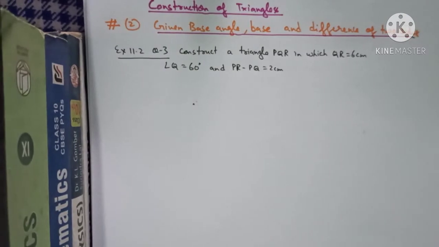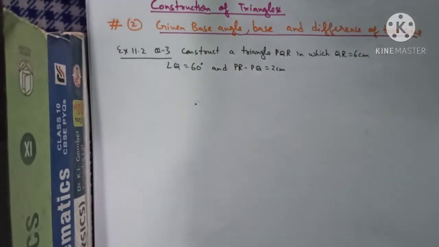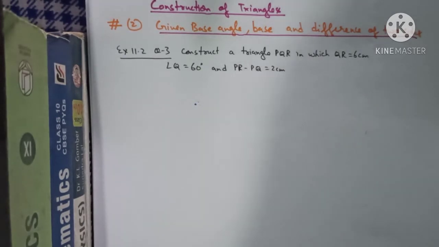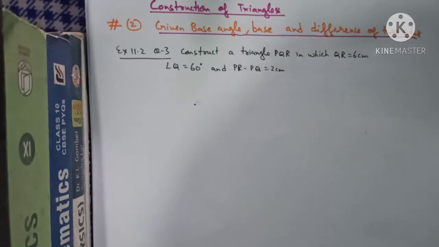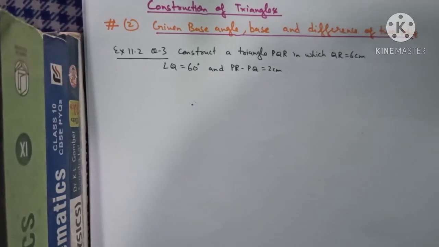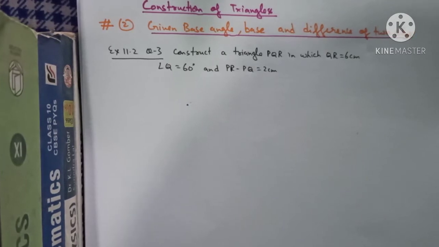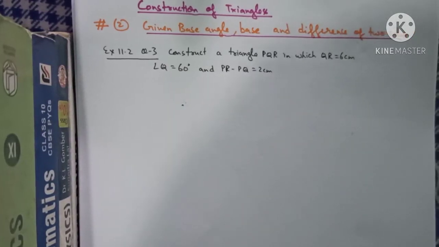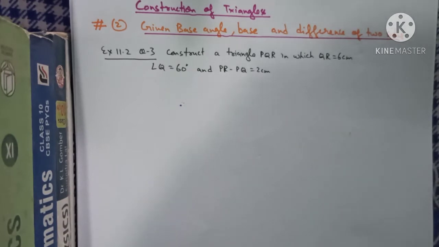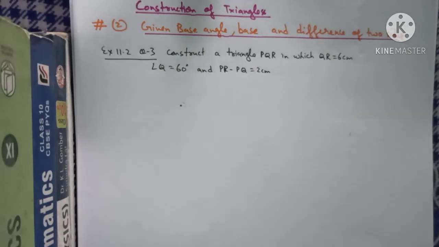So we will be taking another question on this type, that is construction of a triangle with the base, a base angle, and a difference of two sides. That is exercise 11.2 question number 3. Remember one thing, question number 2 of exercise 11.2, which we have done, is the previous question. In that question the side on the left is greater than the side on the right, but here I am taking a question in which the side on the left is smaller than the side on the right. So let us have a look.